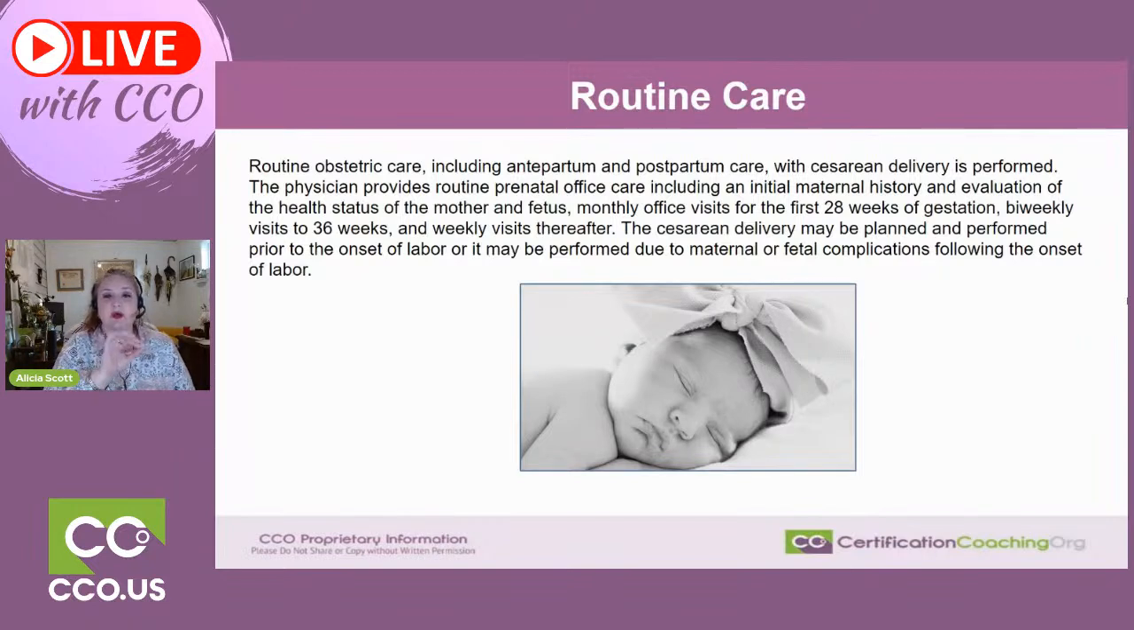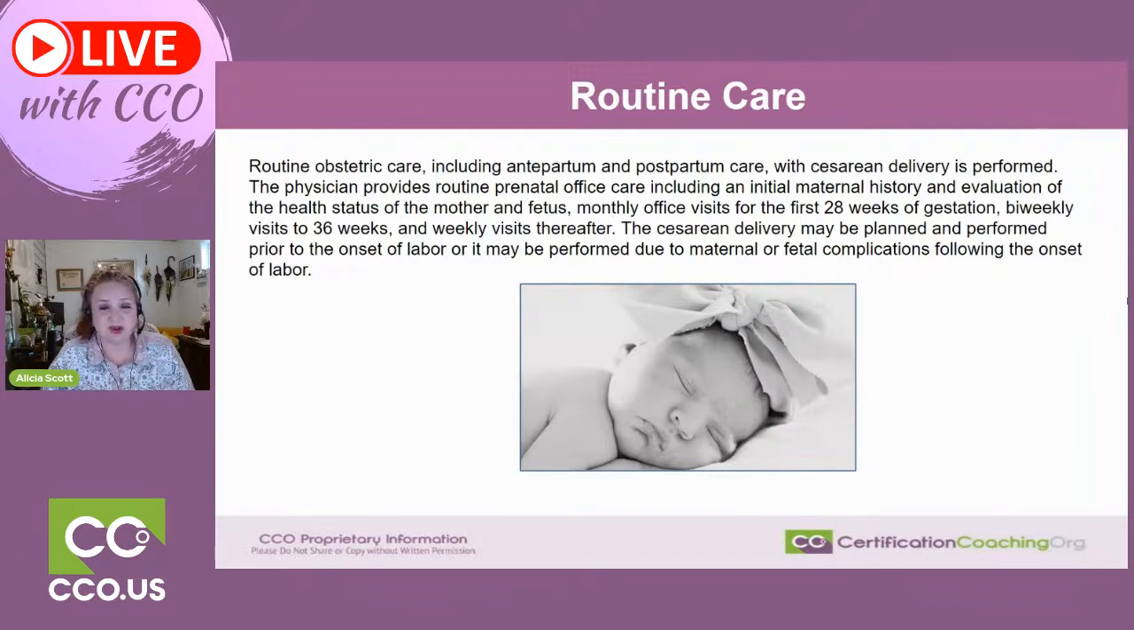So, with these codes, the main code for a C-section is going to include the antepartum and the postpartum care, as well as the delivery. Now, what does that entail? It's going to be a routine prenatal visit. So you go in, you establish care, and then they say you don't have to come back for another month or so. You don't have to go very often that first trimester.